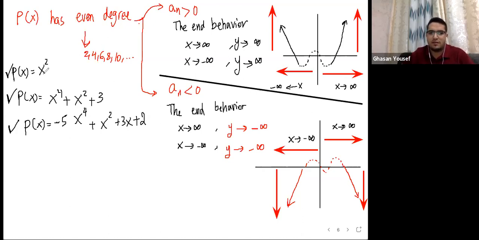All of them are working the same way, using the same end behavior, because all of them have an even degree. And also we're looking at the leading coefficient. What is the leading coefficient here? 1, exactly. What is the leading coefficient of the second one? 1. What is the leading coefficient for this? Minus 5, exactly. Correct, nice.